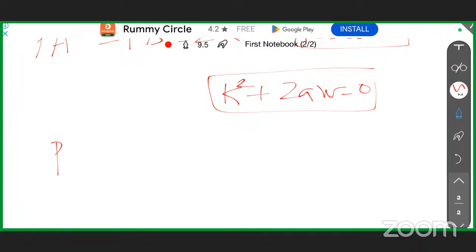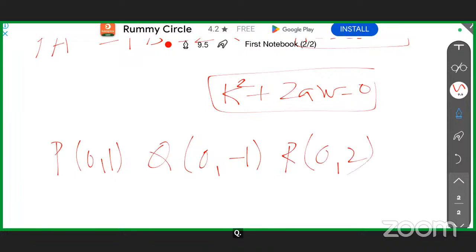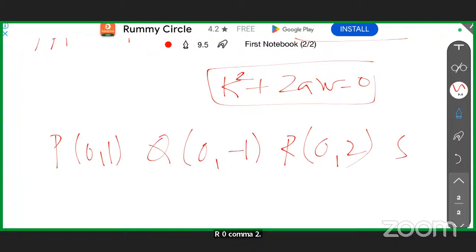So next is P(0,1), Q(0,-1), R(0,2). So we have got 3 points, P(0,1), Q(0,-1), R(0,2). And there is one more point, S. Let it be. What is this S doing?